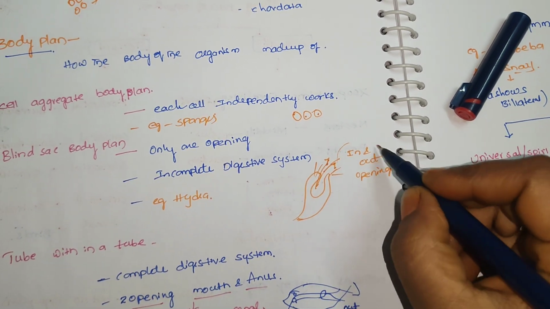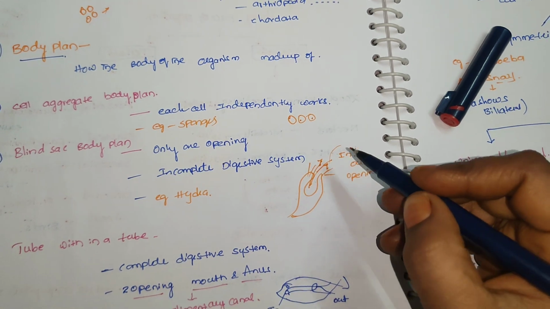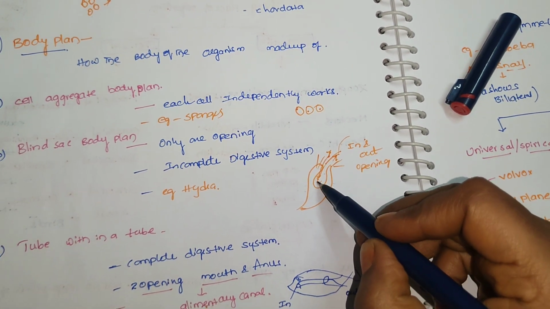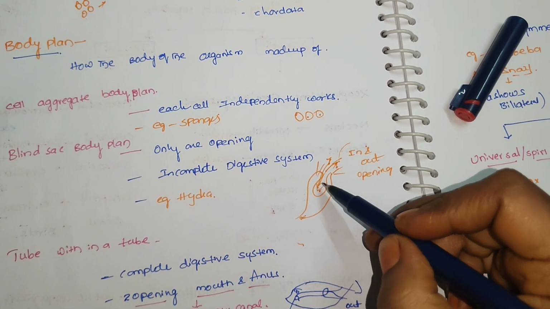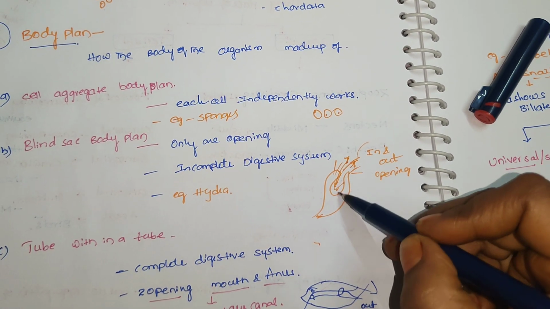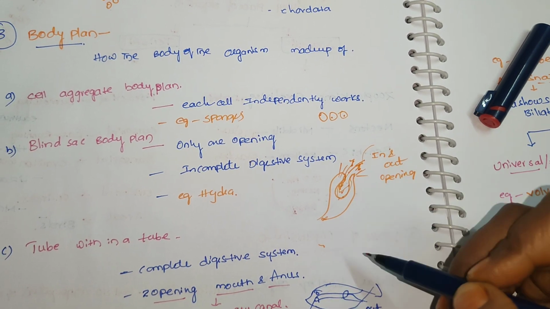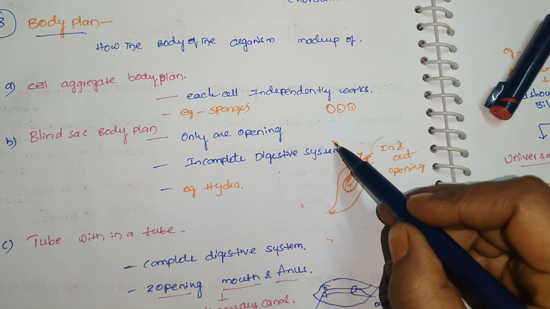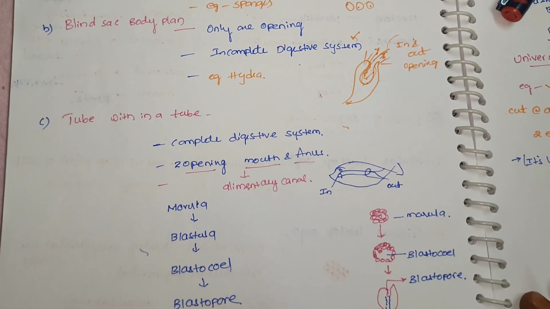Blind sac means only one opening is present for entry and exit. So it is called an incomplete digestive system. For example, in us and higher animals, the entry, the mouth, is one opening and the exit is another opening elsewhere. But in the blind sac body plan, the in and out are both in one opening. That is the blind sac body plan, called incomplete digestive system. Example, hydra in coelenterate.